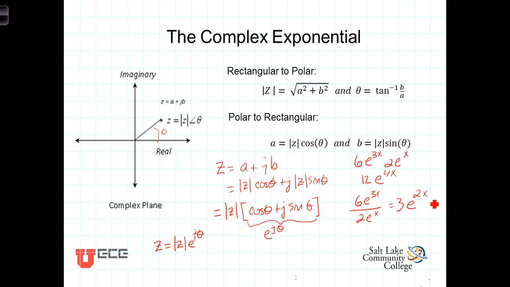So what we're saying then is that we can represent complex numbers in either rectangular form, a plus jb, or polar form, mag z and theta, but that polar form is equivalent to, or can be represented in, this complex exponential form, where we have the magnitude of z times e to the j angle of z. We're going to see that this form right here makes multiplying and dividing complex numbers very, very easy. And that's where we're headed now.